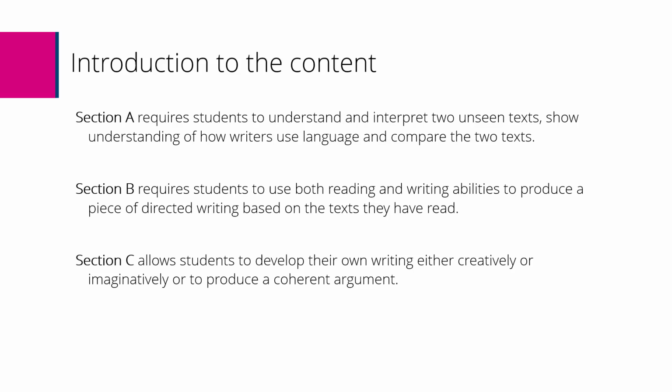So section A requires students to understand and interpret two unseen texts, show understanding of how writers use language, and compare those two texts that they haven't seen before. Section B requires students to use both reading and writing abilities to produce a piece of directed writing based on the text that they've read. And section C allows students to develop their own writing, either creatively or imaginatively, or to produce a coherent argument. So we'll be seeing how that looks as we go through.